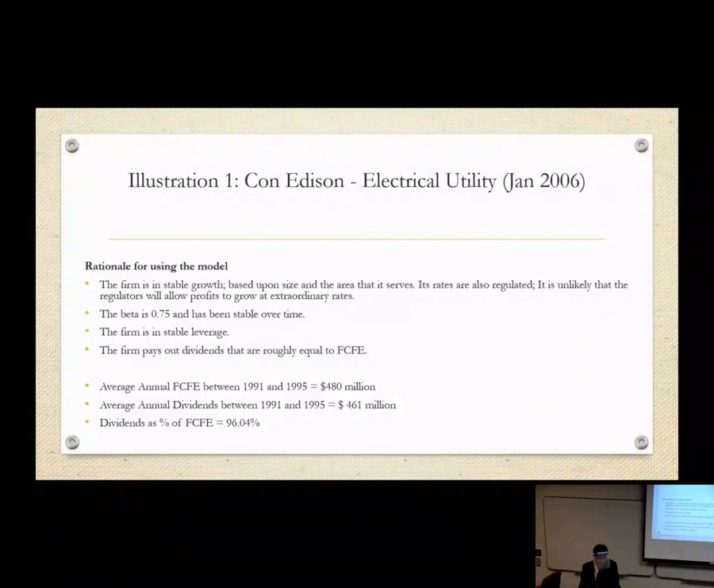And the beta is low and close to 1. Beta is 0.75 and it's been stable over years. The firm is in stable leverage. Leverage ratio is high but very stable. And the company pays out dividends that are roughly equal to its free cash flow to equity. And then you look at free cash flow, the average in the last years, 1991 to 1998, is $480 million US dollars. Dividend $461 million US dollars. Dividend as a percentage of free cash flow to equity is about 96%.